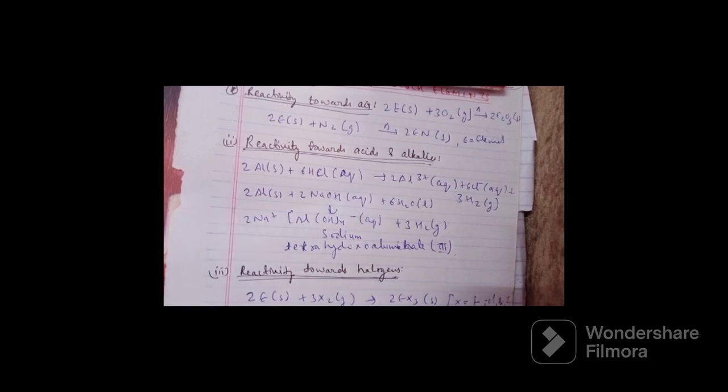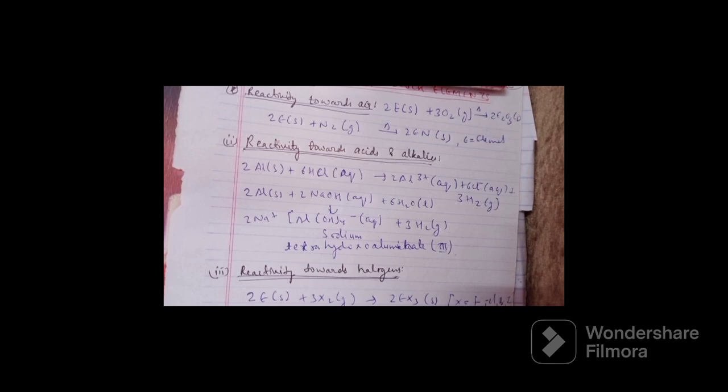Now we have completed all of these: reactivity towards halogens, reactivity towards acids and alkalis, and reactivity towards air. Now we'll be discussing the numerical here, and after that we'll discuss the important trends and anomalous properties of boron. So we'll go for the numerical here.